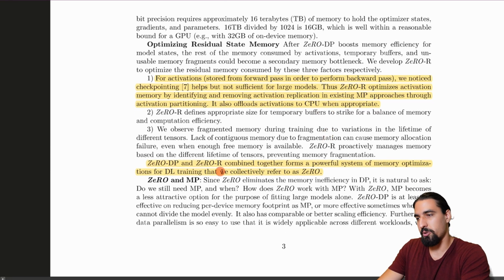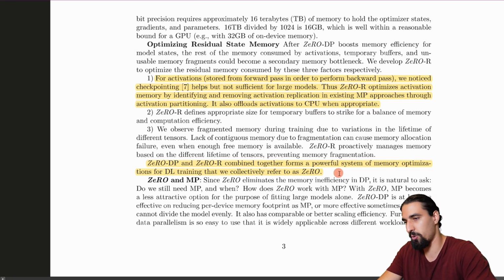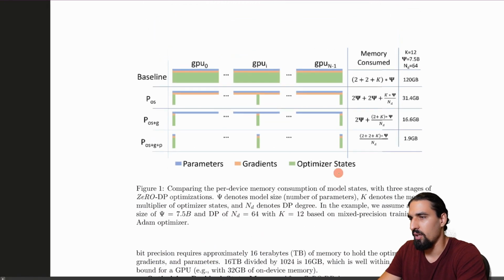Okay, ZeRO-DP and ZeRO-R combined together form a powerful system of memory optimizations for DL training that we collectively refer to as ZeRO. Again, just another piece of terminology. If you ever start playing with DeepSpeed, this might be useful to know. Okay, so let's see what's going on.